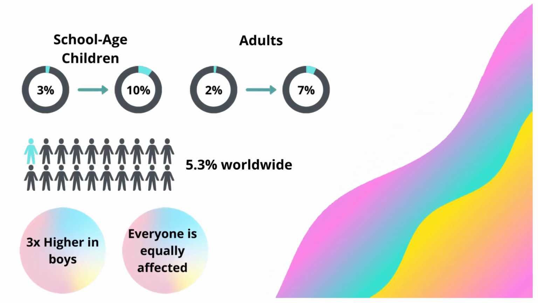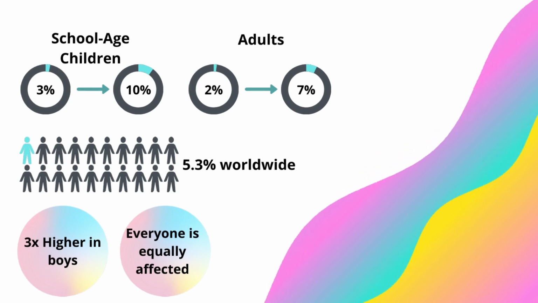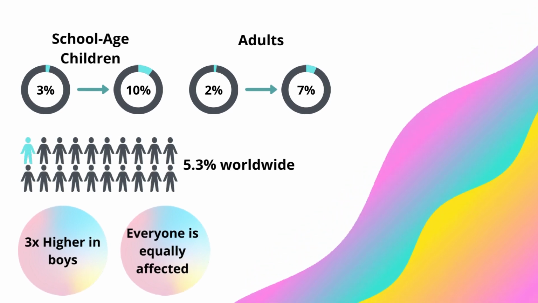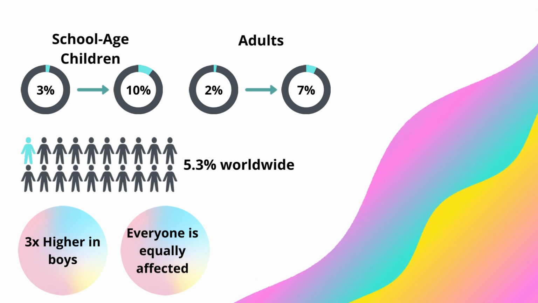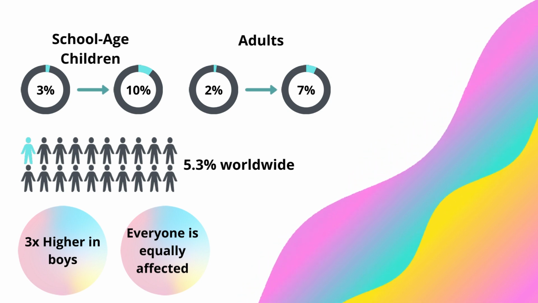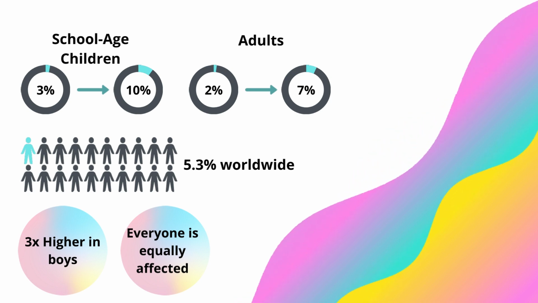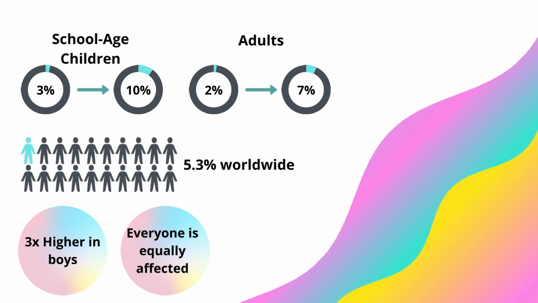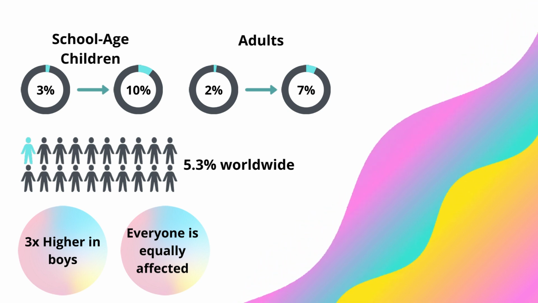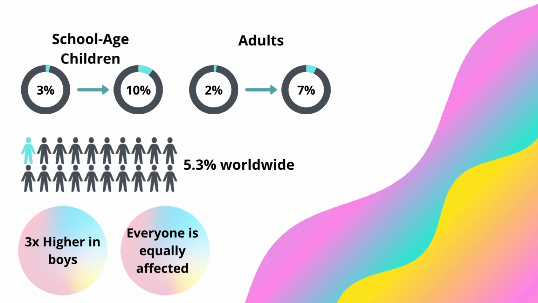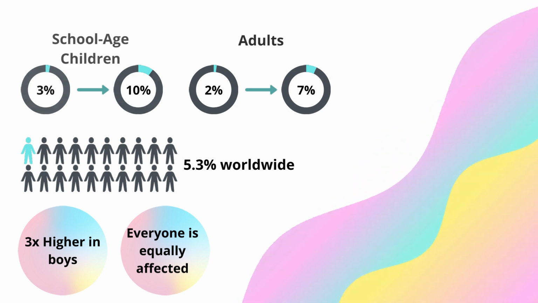ADHD is a highly prevalent mental health disorder. School-age children and adults alike are affected by it. Approximately 3 to 10% of school-age children and 2 to 7% of adults are affected. Worldwide, approximately 5.3% of people have ADHD. It is diagnosed at a 3 times higher rate in boys than in girls. However, everyone affected by ADHD is affected regardless of socioeconomic status, race, or ethnic group.